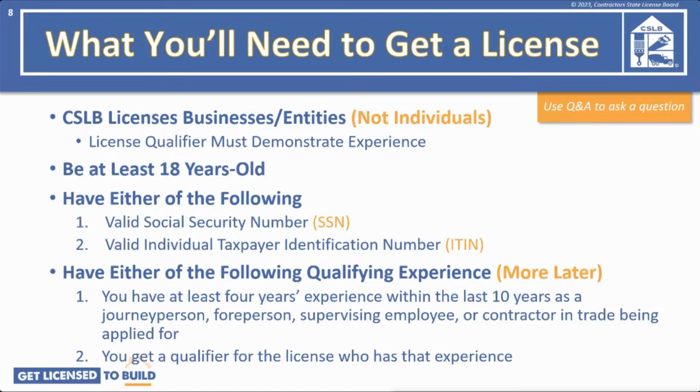Here's a short list of minimum qualifications you will need. You must be at least 18 years of age. You must have either a valid Social Security number or valid Individual Taxpayer Identification Number, or ITIN. You can qualify the license in one of two ways. First, you can qualify the license by having at least 4 years of experience within the last 10 years as a journey person, foreperson, supervising employee, or contractor in the trade being applied for. Or you can also get a qualifier for the license who has that required experience.